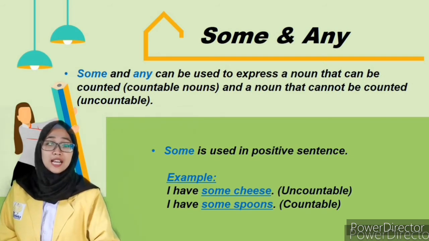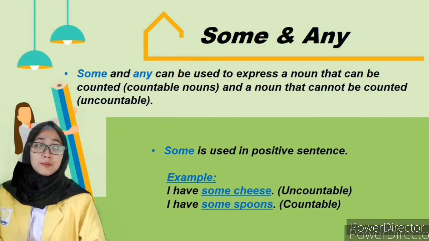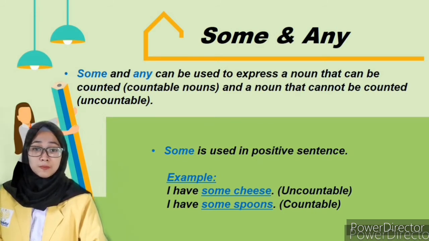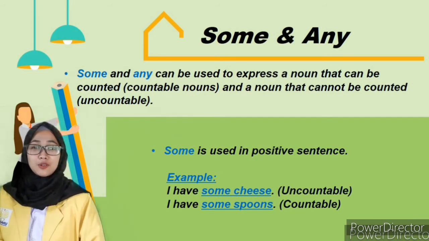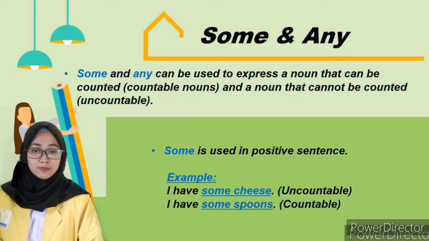Cheese here is uncountable noun. Karena cheese tidak bisa dihitung jumlahnya. So we have to use some. Because the sentence is positive. So we can use I have some cheese. And then the second example, we can see I have some spoons. And this is countable noun. Karena spoon bisa dihitung jumlahnya. Yaitu di sini jumlahnya lebih dari 1 karena menggunakan S di belakangnya. And also, this second example is also a positive sentence.